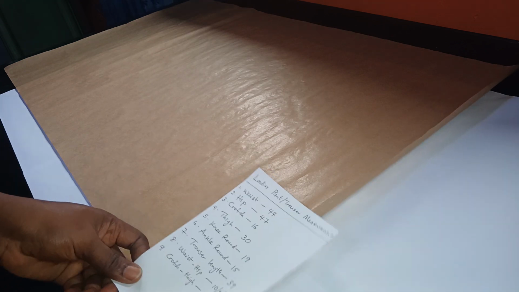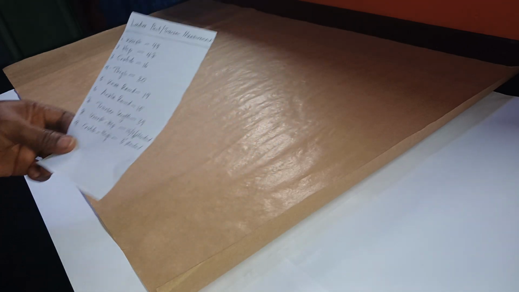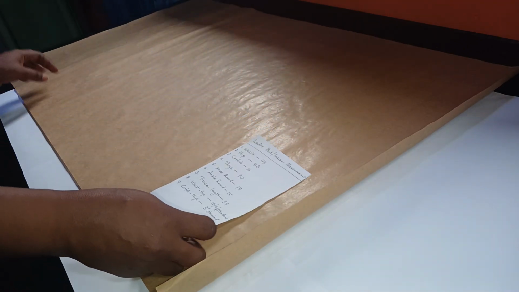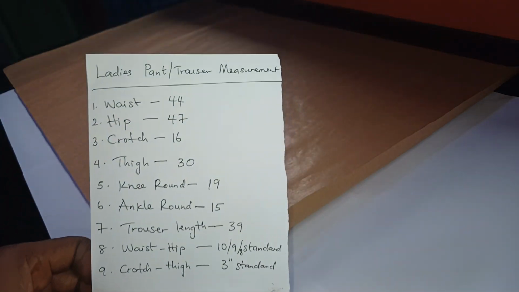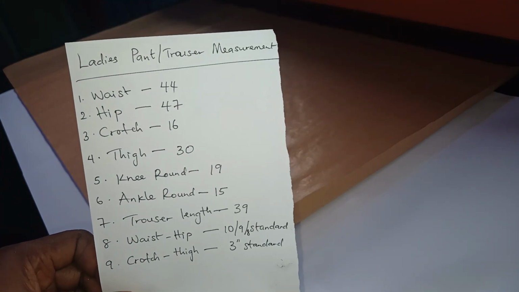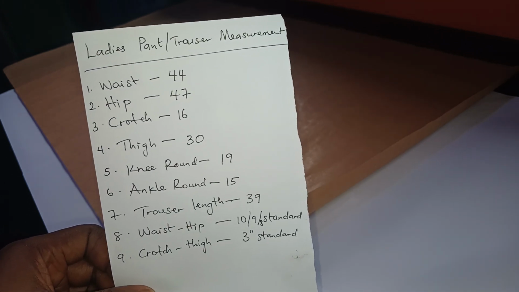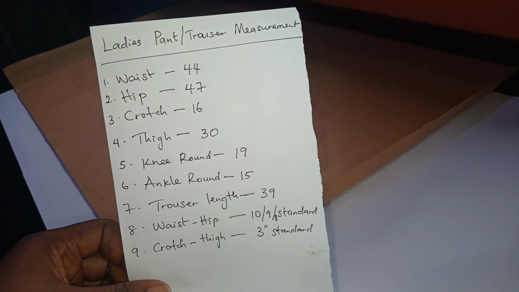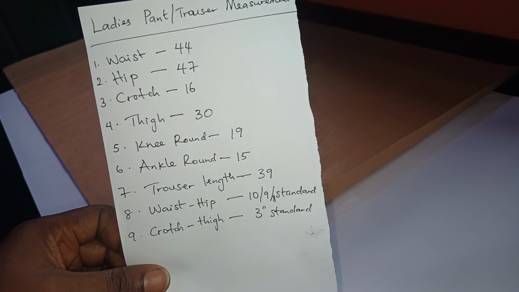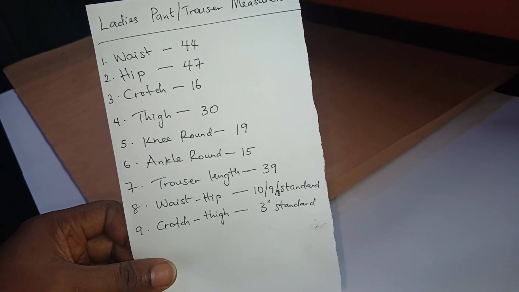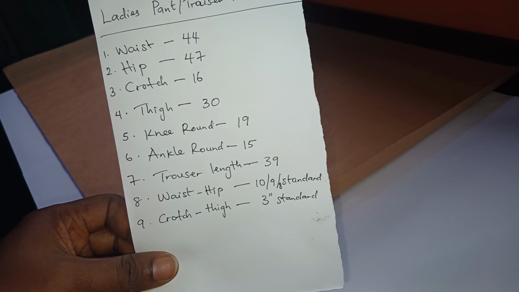I want to cut a pant trouser and show you how to cut it. What you need are the measurements for your pant trouser, and for this I have the measurement for the waist, the hip, the crotch, the thigh, the nail round, which can be called the nail circumference, and the ankle round or ankle circumference, the trouser length, then the waist to hip measurement.